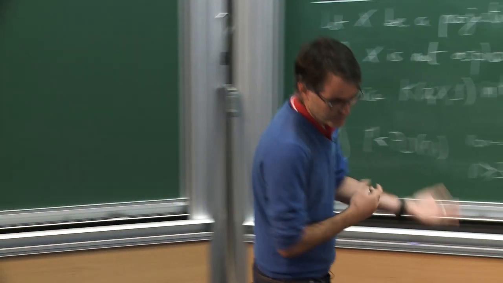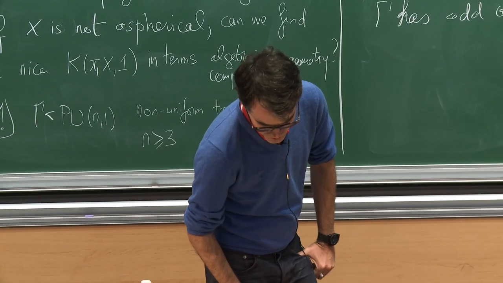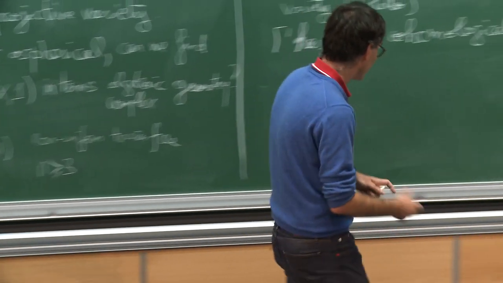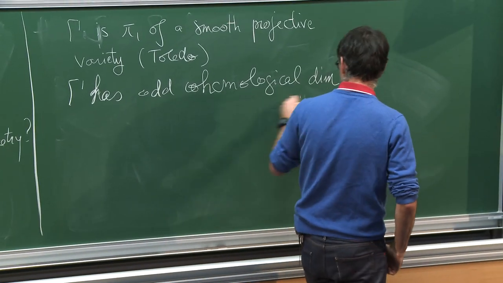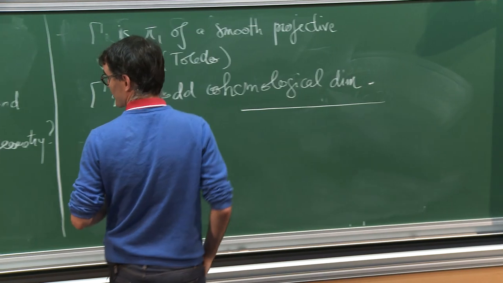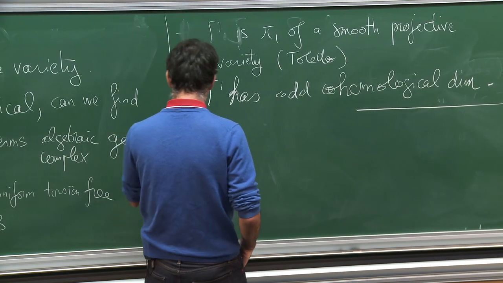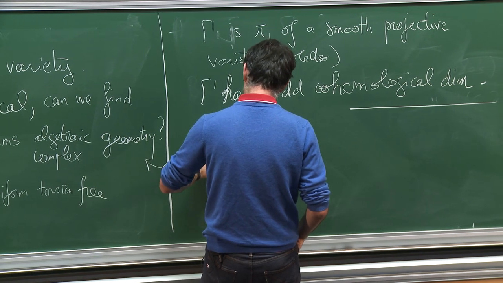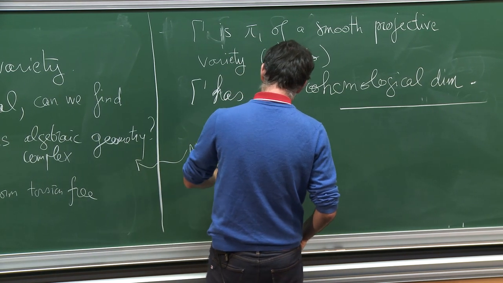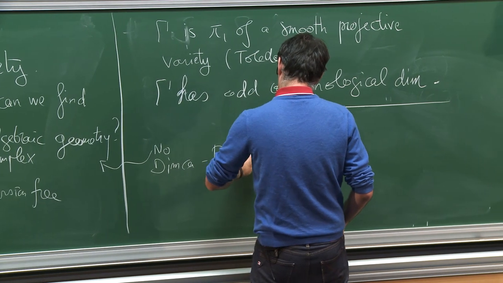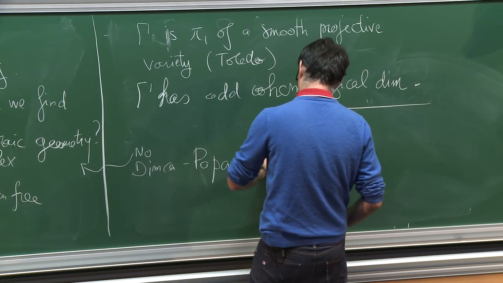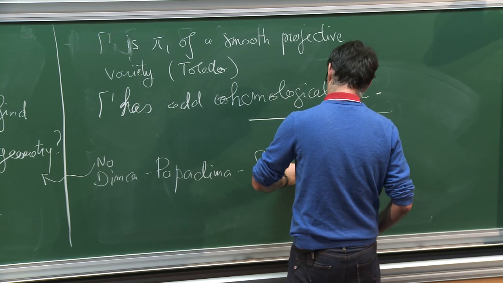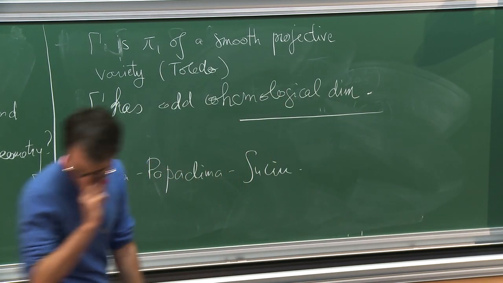And so what we'll see is that there are projective groups which have no finite classifying space, so the answer turns out to be negative. Okay, so the answer will be no. And the first examples were built by Dimca, Papadima and Suciu. So I will explain the construction first.